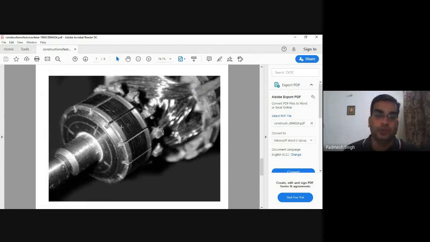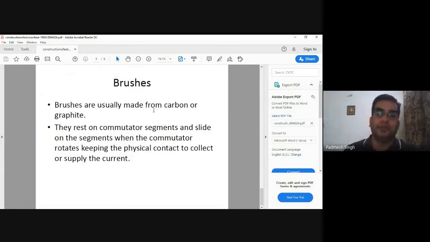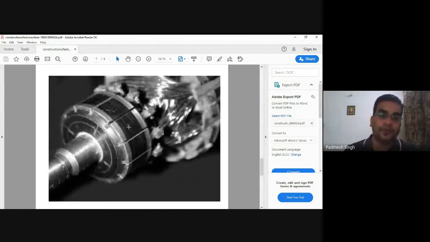So here we can see brushes are made of carbon or graphite. They rest on the commutator segments and slide on the segments, keeping physical contact to collect the supply current. So here we have the three major components of a DC machine: a stator, rotor, and commutator. We have discussed it.